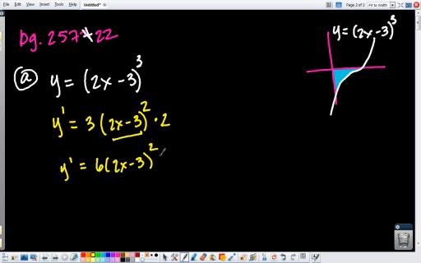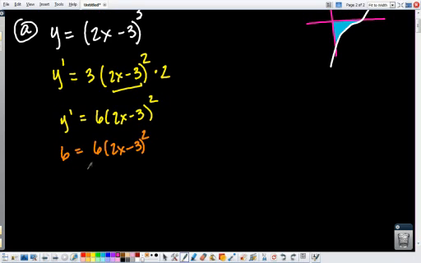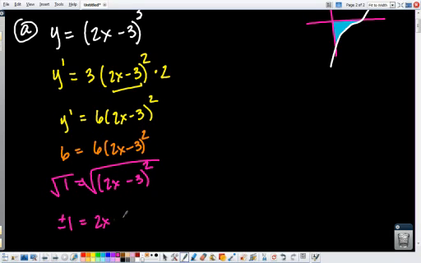Now they want us to know which 2 points on the curve have a gradient of 6. Since the derivative itself is the gradient, all I'm going to do is substitute 6 in for y prime and solve for x. And I know I'm going to have 2 results because I have a square here. So I'm going to divide 6 on each side, and I get 1 = (2x - 3)^2. Taking the square root of both sides, I get plus or minus 1 equals 2x - 3.